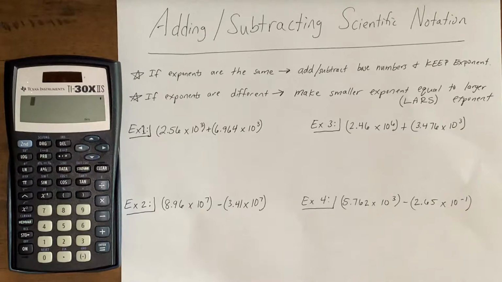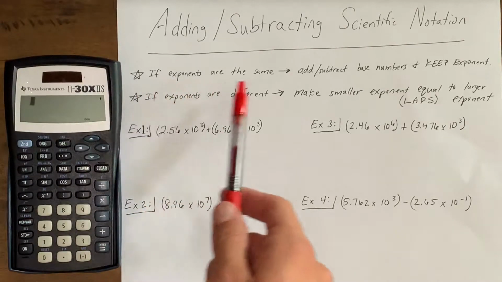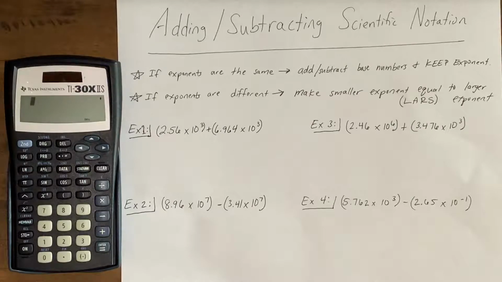Okay, so here are our 2 rules. The first one is, if the exponents are the same, we're in a great situation. It's really easy, really only one step. We just add or subtract the base numbers and we keep the exponent. Very simple. That'll be example 1 and example 2.